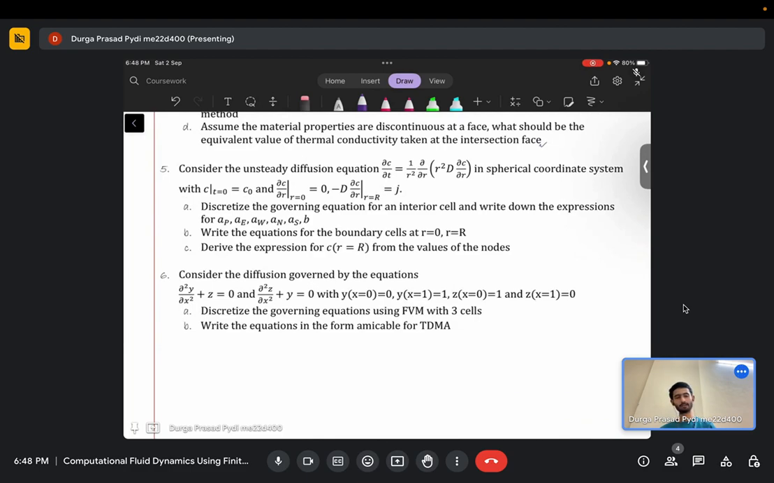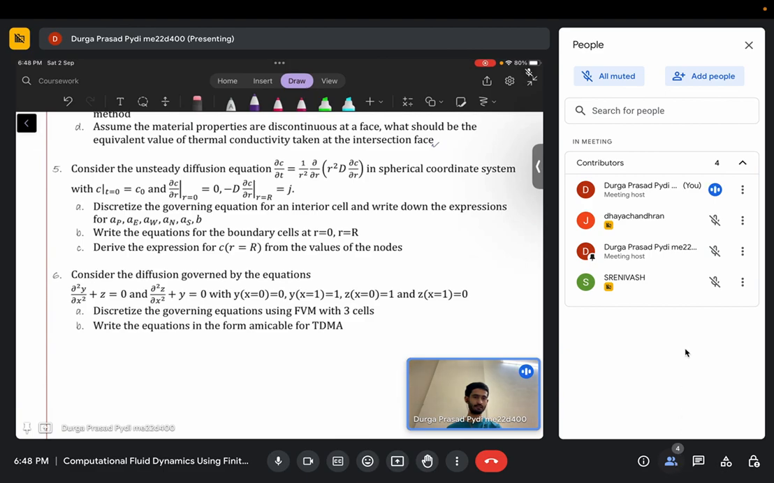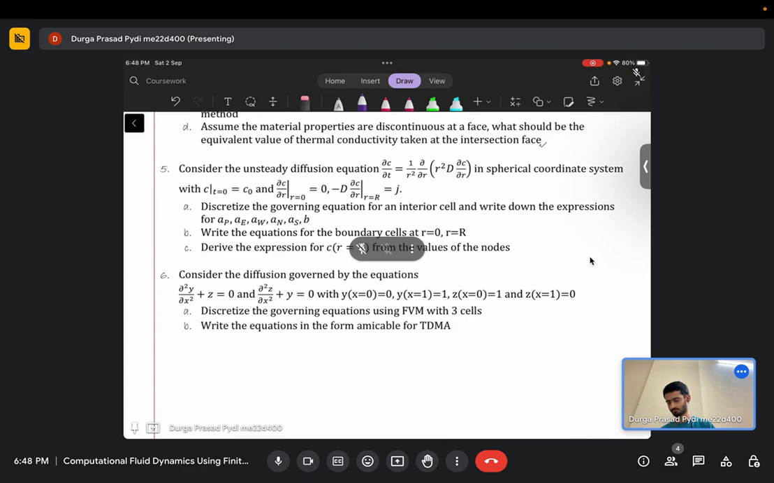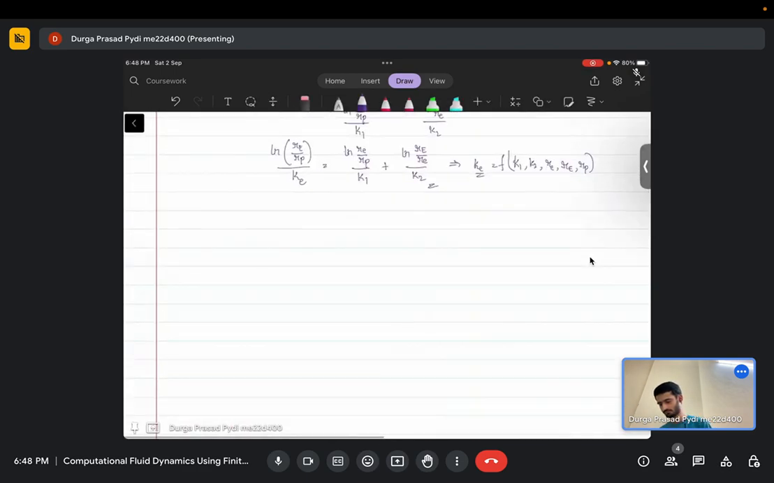The next one is in spherical coordinate systems, but this is an unsteady equation. So, there was a question on the unsteady equation. I think he left the session. Okay. It is a 1D equation.